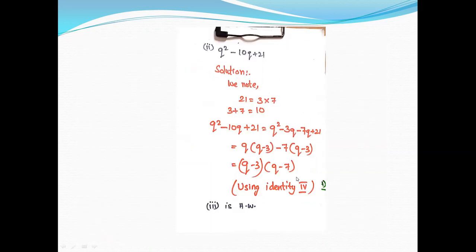Next, the second one is q square minus 10q plus 21. The solution: we note that 21 is the product of 3 and 7. 3 times 7 is 21, and 10 is the sum of 3 plus 7. When you add 3 with 7 you will get 10. So we can conclude that this will fit the identity number 4.